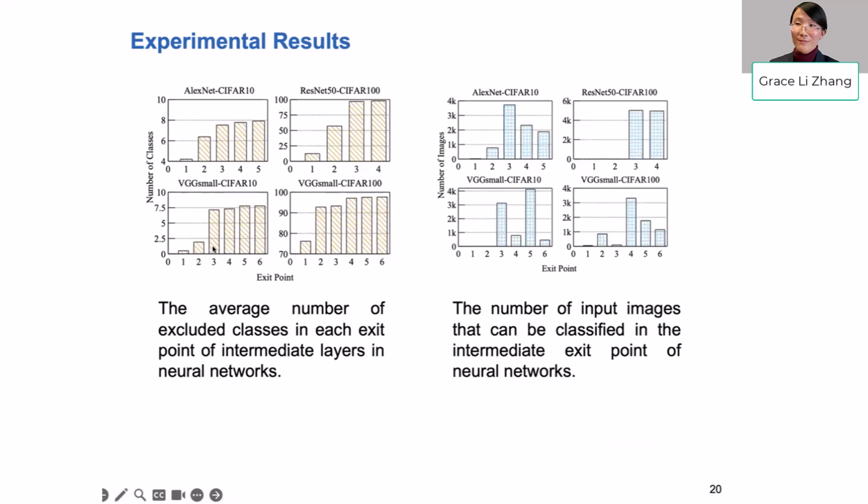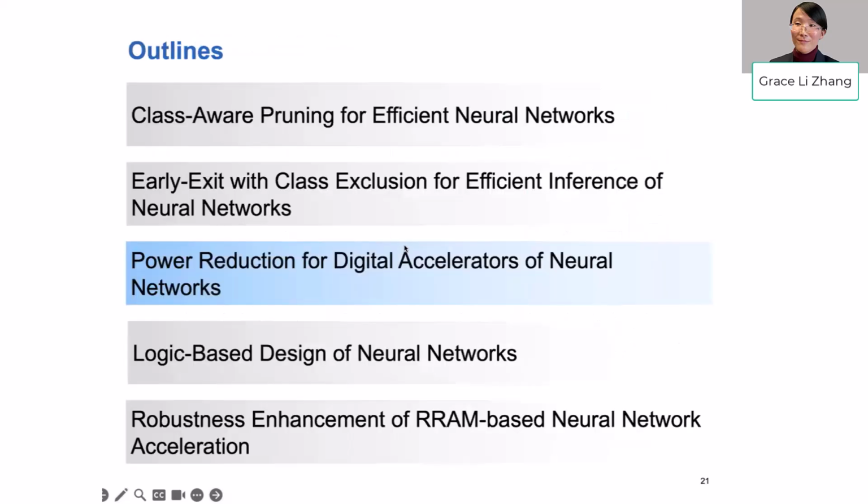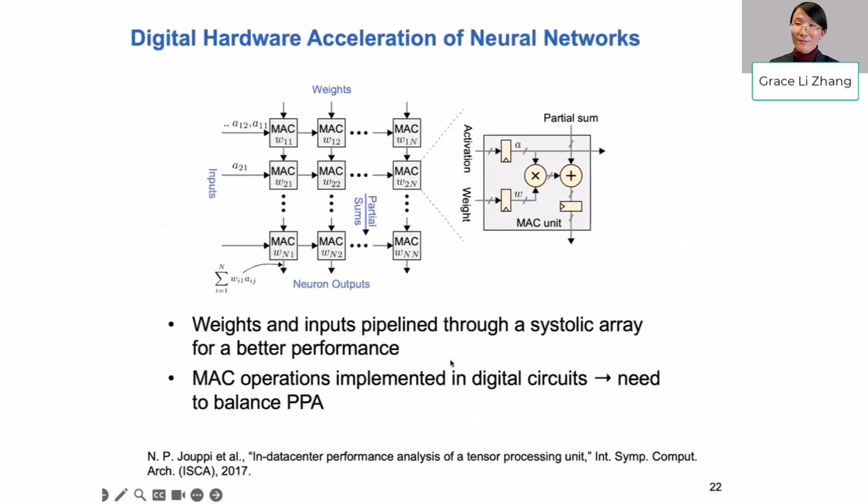Okay, so these are two efficient algorithms, pruning and early exit with class exclusion, to reduce the number of micro operations. So let's look at some digital hardware to reduce the energy consumption. The digital hardware for neural networks is a systolic array in TPU. This figure shows the major components of this systolic array. You see that there are a lot of MAC units. They construct a MAC array. Each MAC unit consists of a multiplier and adder, implementing the multiplication and addition operations.